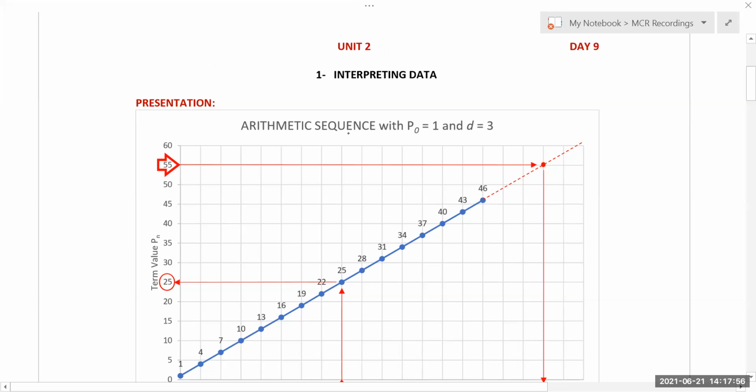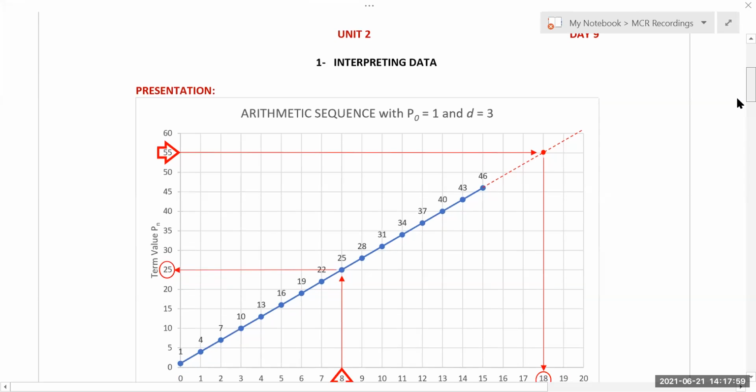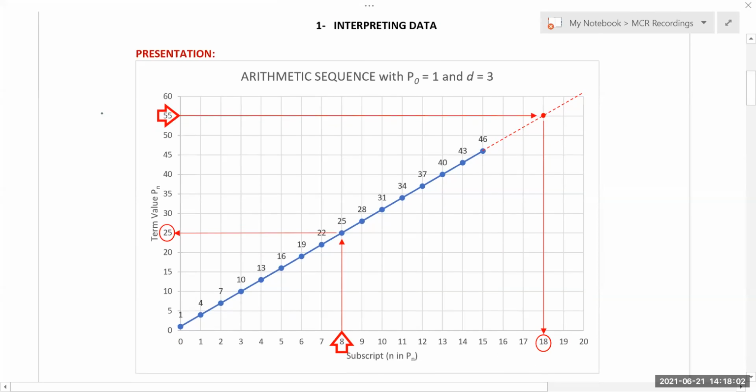So if you have an arithmetic sequence, and we go graph it, say our P0 is 1, and then our d is 3. As we go through the terms, this is P0, it was 1. This is P1, it was 4 because we added 3. This is P2, it was 7 because we added 3. And we keep adding 3 all the way through. So here's our term value. What we end up with is it makes this straight line. And we can use this straight line to read the various term values off of it.